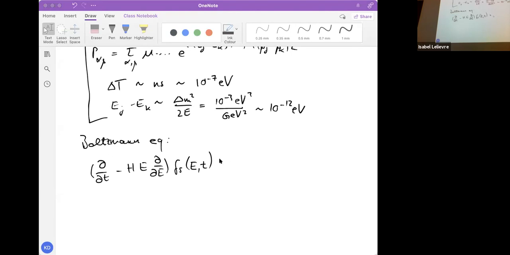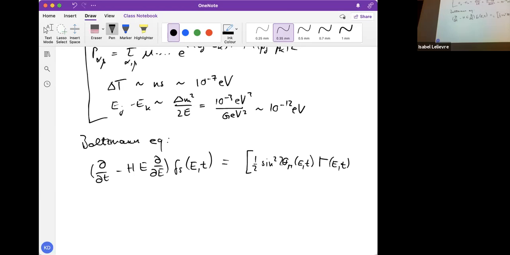Now, this is equal to a collision term, which had the form 1/2 sine squared 2 theta_m of E and T times gamma of E and T times the phase-space distribution function of the active neutrinos, which we're going to denote f_a of E and T.